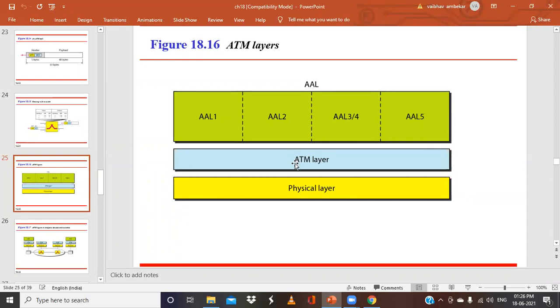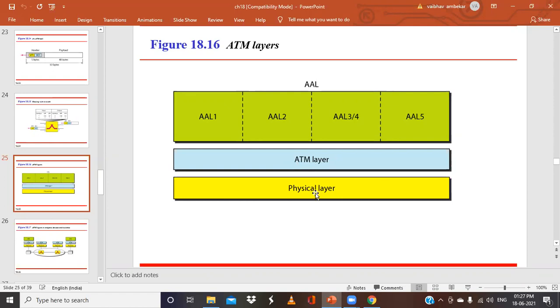Next, we have the ATM layer. This ATM layer is used for routing, traffic management, switching and multiplexing services. These are the functionalities of the ATM layer. It provides routing, that is how to select the path or route, the VPI and VCI circuit and all those things. Then traffic management, how to manage the traffic during transmission, then switching, and then multiplexing. All these are the responsibilities of the ATM layer.